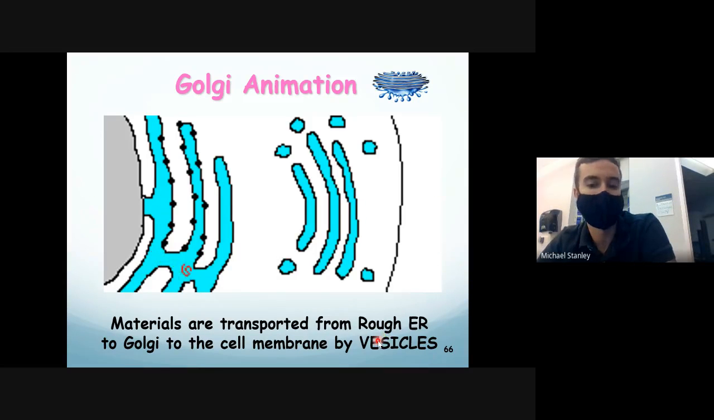And it's these little vesicles that it's moving in. So we're in a little vesicle here. And then we go through the Golgi, and then we go through a little vesicle to the outside of the cell, and then peace out from there.